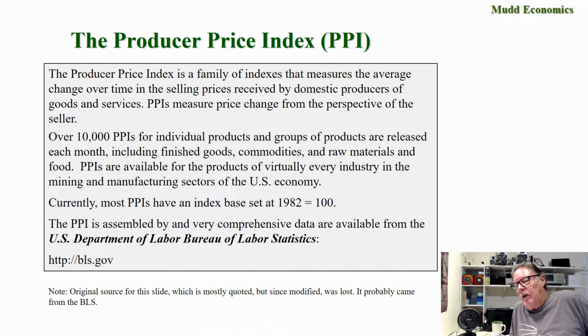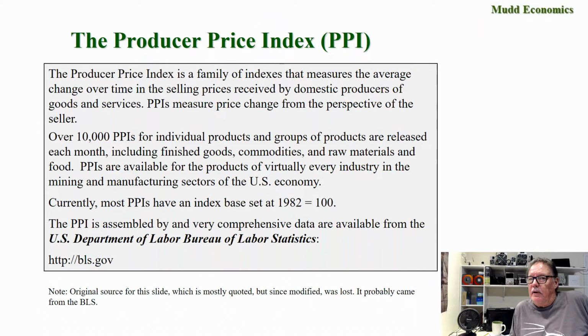Now our second price index is what we call, it's not a single index, it's a family of indexes. It's the producer price index, a family of indexes that measures the average change over time in the selling prices received by domestic producers of goods and services. There's also commodity price indexes, and PPIs measure the price change from the perspective of the seller. There are over 10,000 of these for individual products and groups of products, and they are released each month. Finished goods, commodities, raw materials, and food.